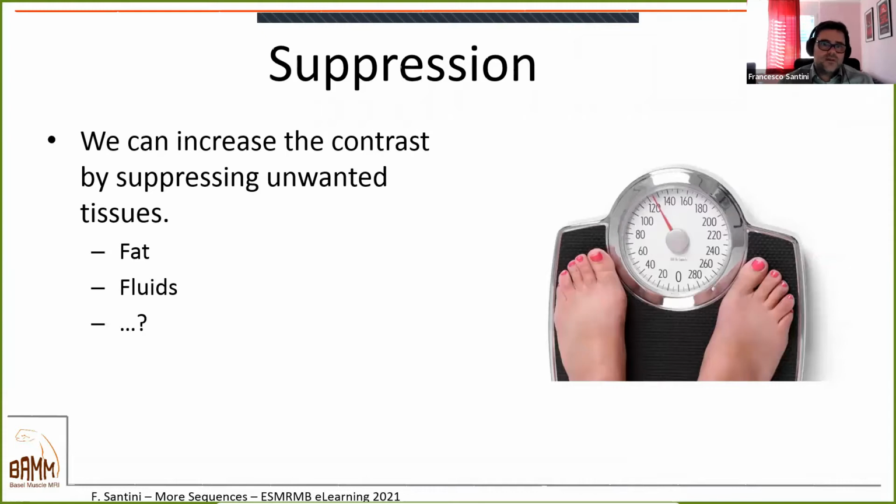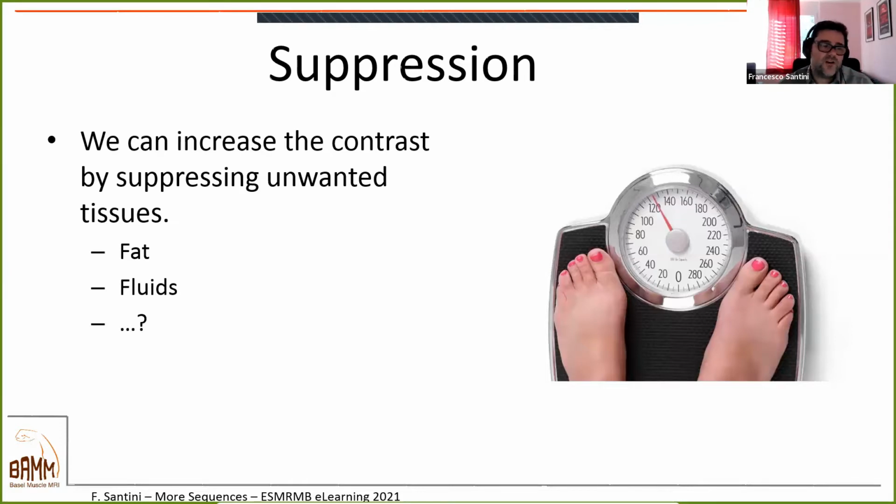So the first thing that we have seen, these are both examples of suppression. The most common suppression techniques that you have are fat suppression, and these you've already seen in other modules. But you can suppress not only fat, but sometimes you want to suppress fluids, or sometimes also other kinds of tissues.